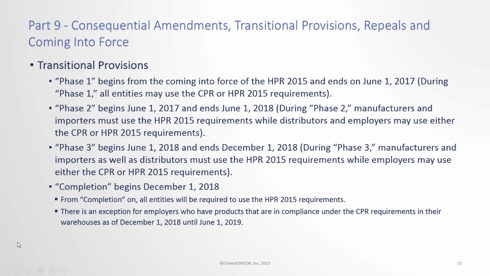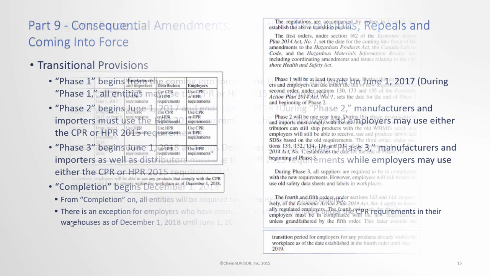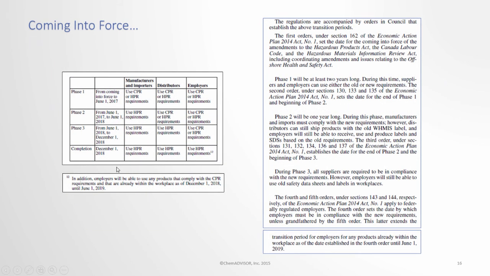I also want to point out this bullet here, and that's also found here in this footnote, that once we're at the completion date, which is December 1st, 2018, if you are an employer and you have products in your possession that comply with the CPR, Controlled Product Regulation, then you have an additional 6 months in which to use that product and not have that converted over. So that is an allowance to give employers who purchase material from suppliers a little bit of extra time to get into compliance.